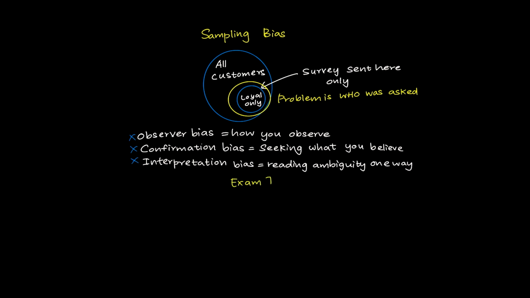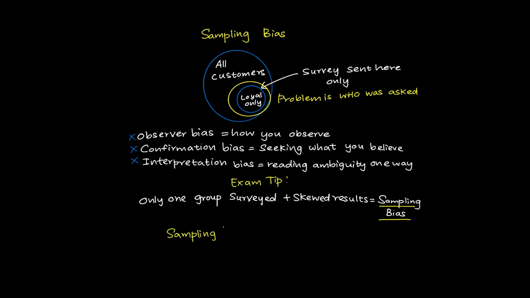Here's a WGU D467 exam tip for you. If a question describes a survey where only a specific group was asked and the results seem skewed, sampling bias is your answer. Quick recall hook. Sampling bias = sample doesn't match the whole.